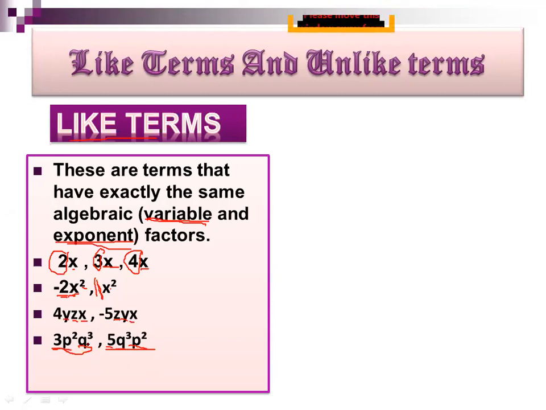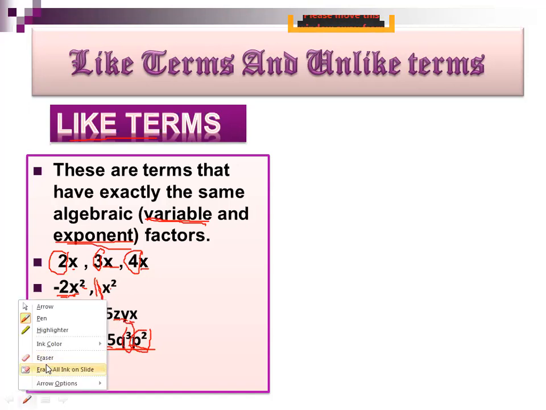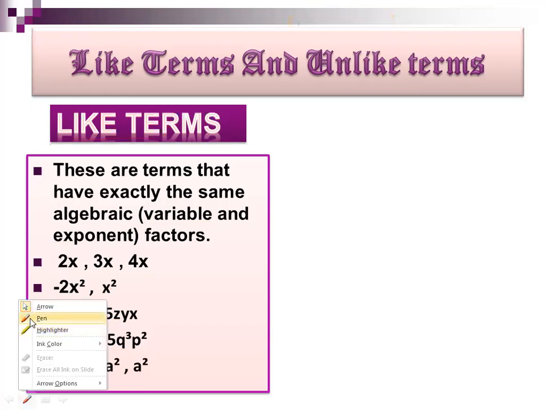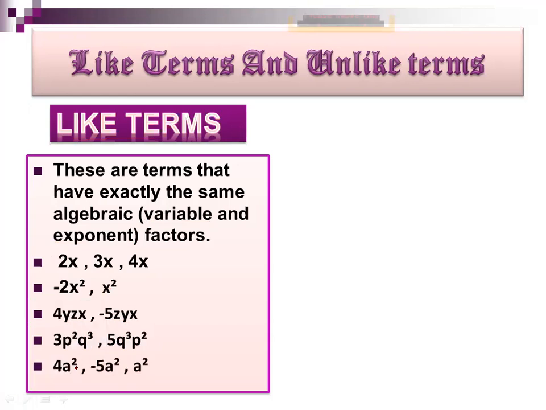Although the arrangement is different, because p is written first here and after q there, that doesn't matter; the variables and exponents should be the same. So these are like terms. Both the variables and exponents should be the same. Now move on to this one. What is this? 4a square, minus 5a square, a square.